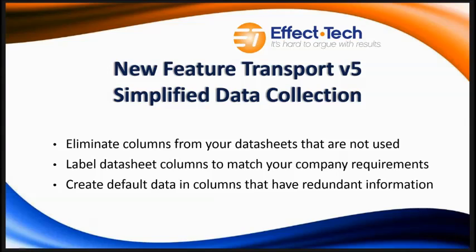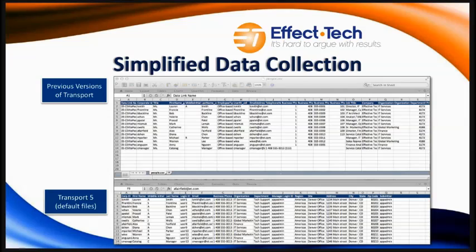Let's take a closer look at the data sheets. So this is a comparison between the prior version of Transport and the new version. As you can see in the sheet above, there are numerous columns starting from left to right. We have the data link name. This column will always display the same data in each row. With the Simplified Data Collection, we can remove it. Also, we have the column name Corporate ID. It's more formally known with our IT managers as Corp ID, so we wanted to shorten it. We can relabel it with the Simplified Data Collection.